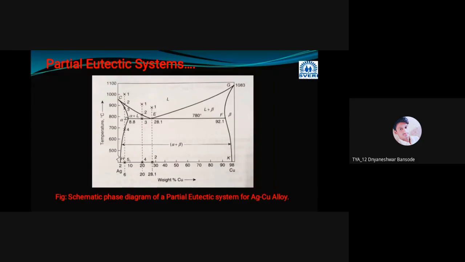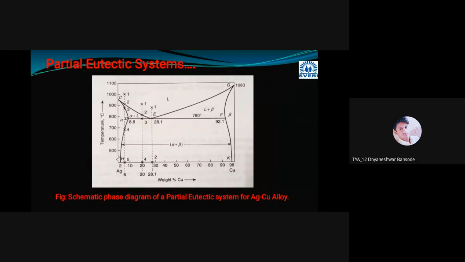That is the melting point of the copper. Now, the top line CEG is the liquidus line. Then line CDEFG is the solidus line. Then line HD and line KF.